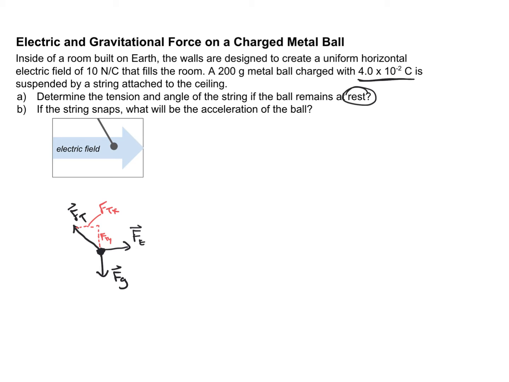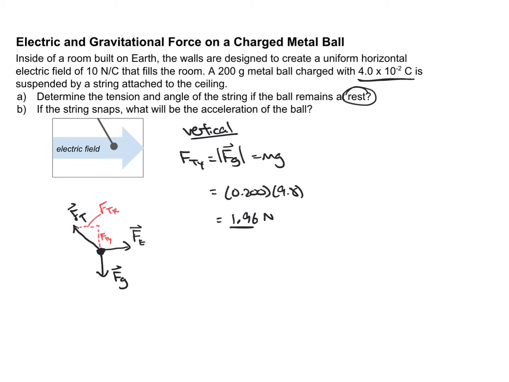So I'll look in the y direction first. That's going all the way back to gravity. So in the vertical direction, to balance the forces, my y component of tension must equal the magnitude of the force of gravity, which is equal to mg. That is 200 grams, so 0.200 times 9.8. That would be 1.96 newtons to 2 sig figs. Okay, so that's the y component of tension.